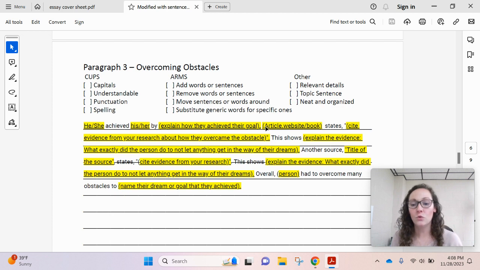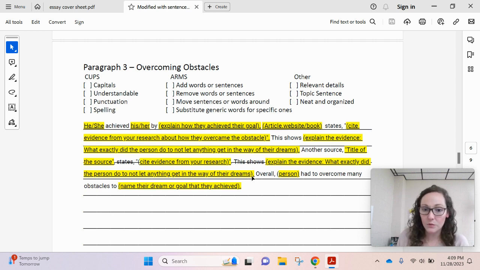Once again, you're going to cite some evidence. So tell me where your evidence came from. States, and then cite your evidence. This shows, same thing, explain it. So it says explain the evidence. What exactly did the person do to not let anything get in the way of their dreams? And then another source, give me the title of the source, states, cite your evidence again, same way it was right here. This shows, explain it. What exactly did the person do to not let anything get in the way of their dreams?